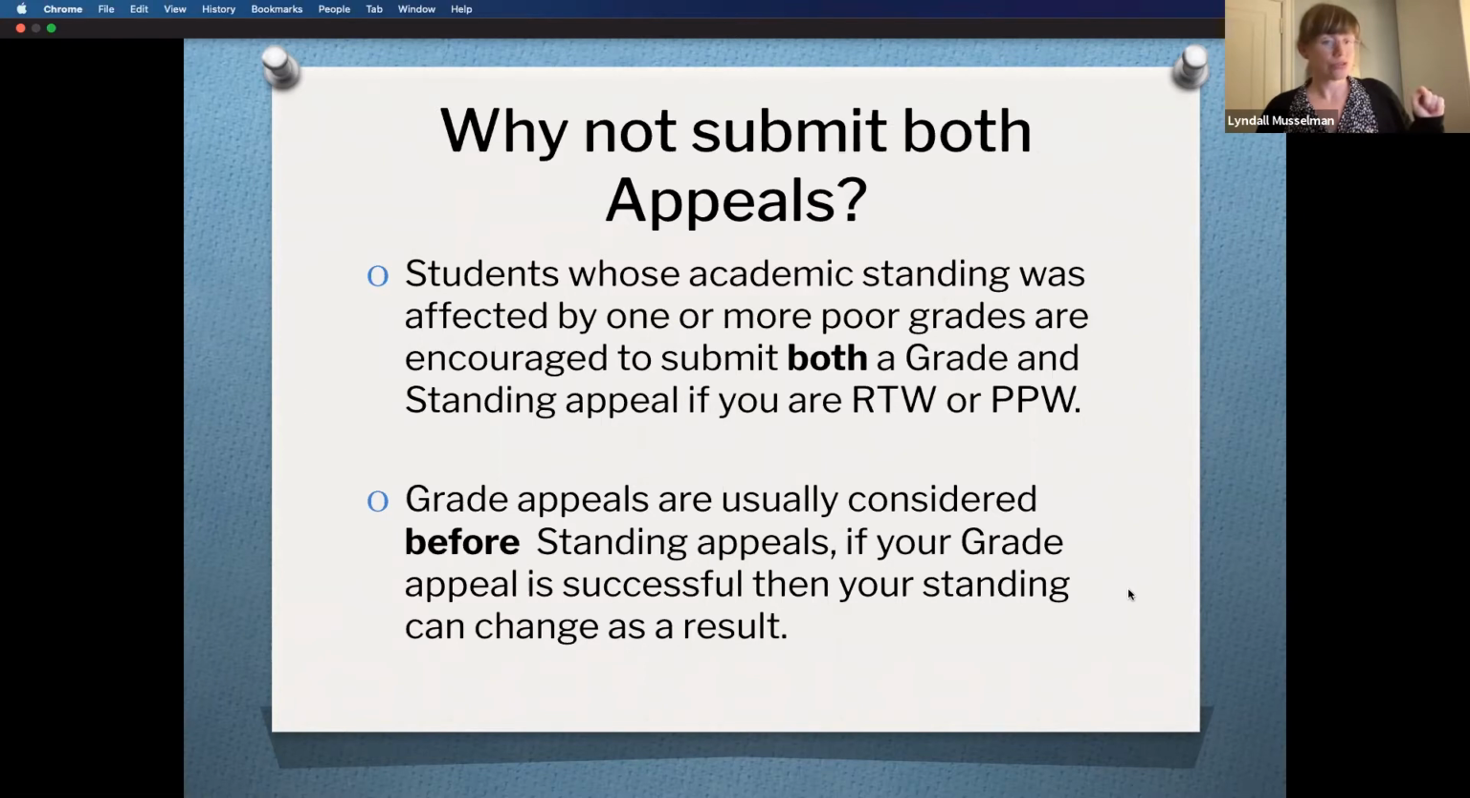Usually grade appeals are considered before standing appeals. The new policy that's in place, Policy 168, the Grade and Standing Appeal Policy, allows some flexibility. I think it says that grade appeals and standing appeals can potentially be considered concurrently, but it's at the discretion of the decision maker. And grade appeals, if they're successful, can still change your academic standing. So that basic premise is important to be aware of.